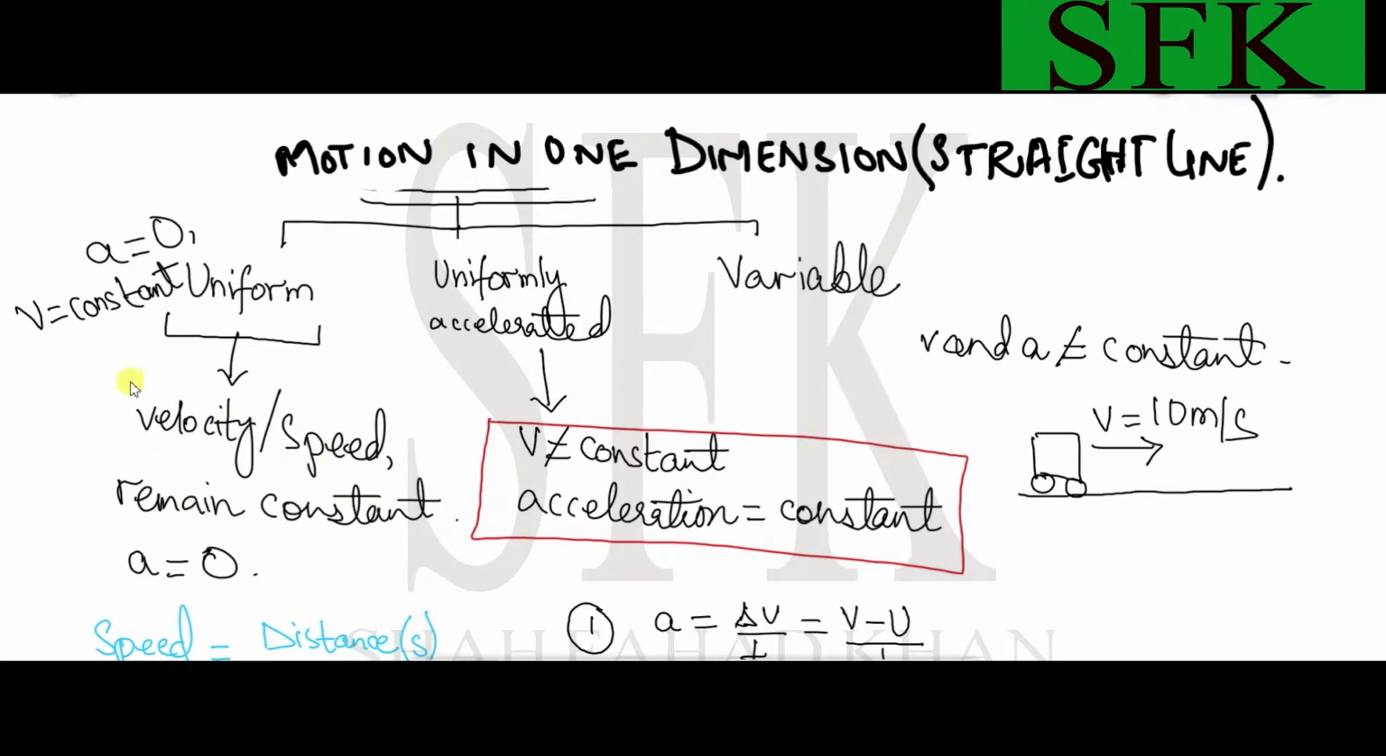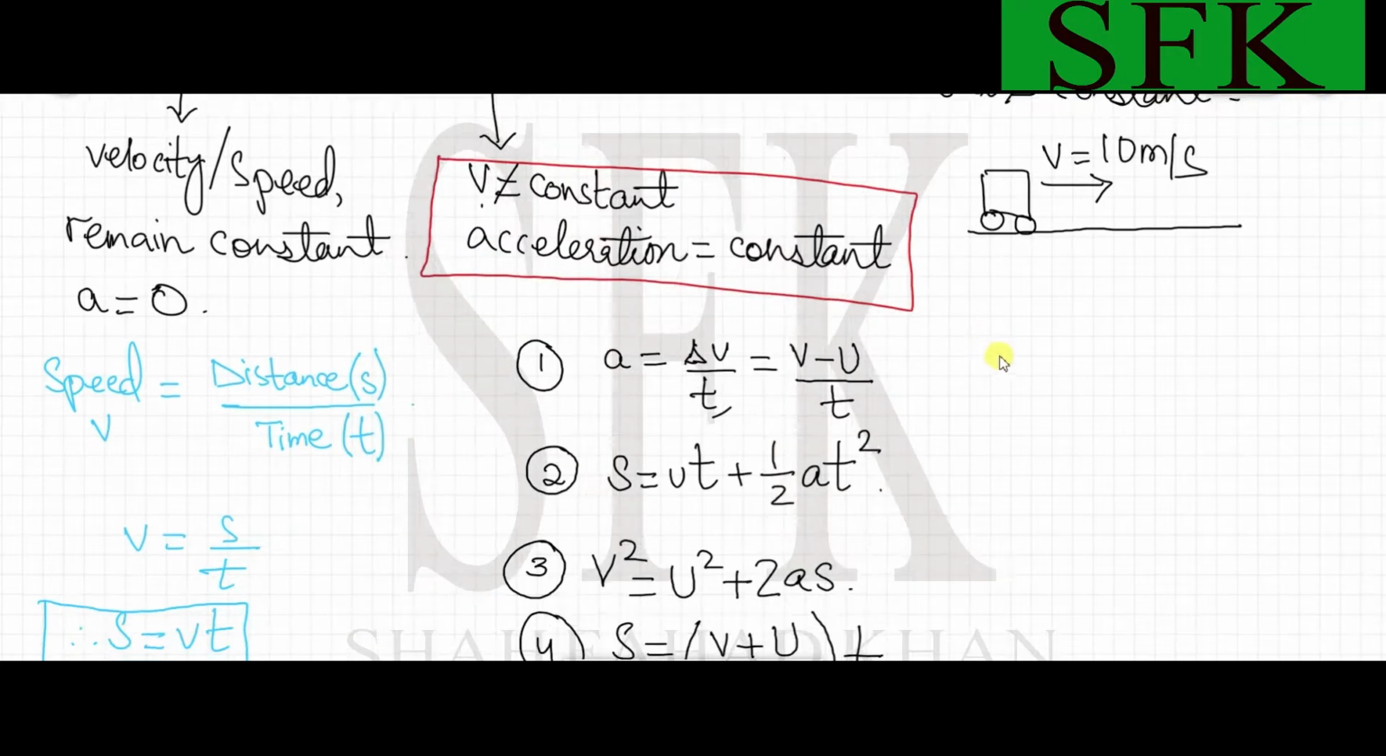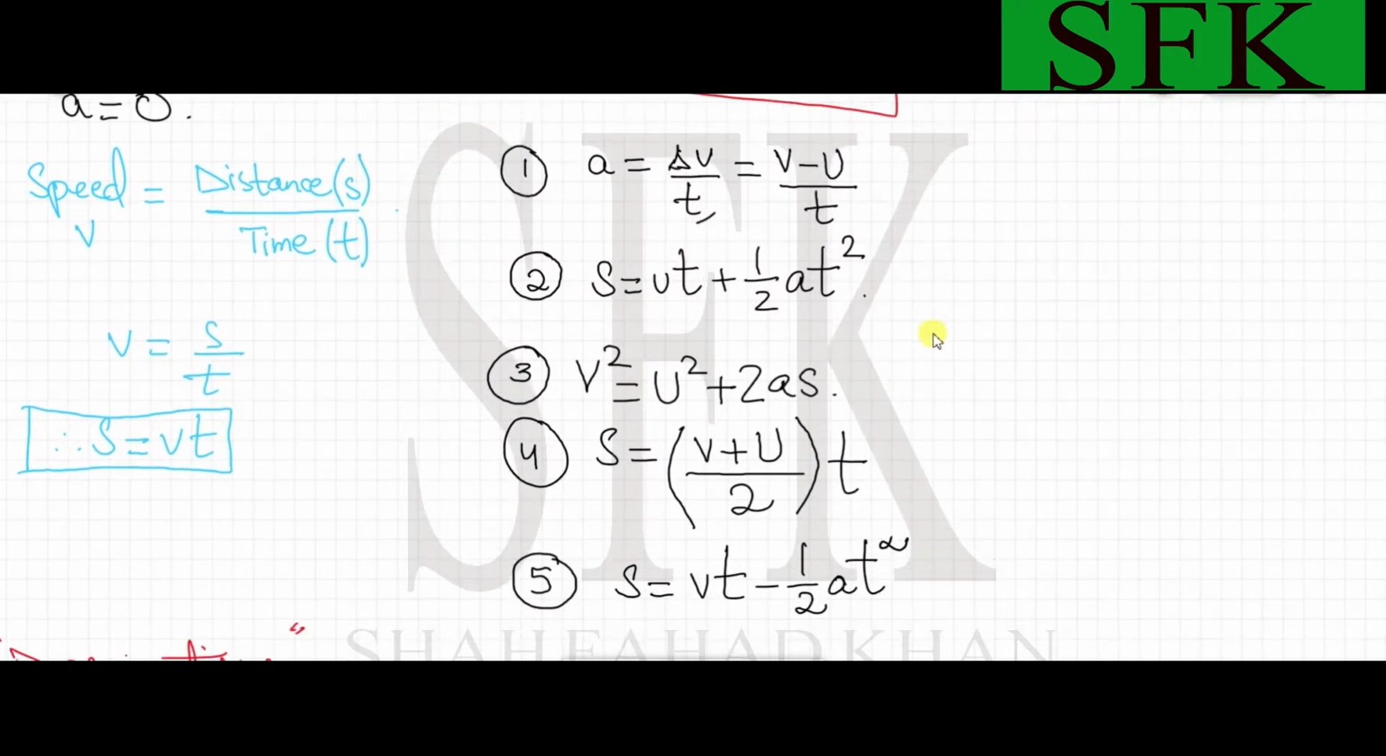So when the velocity stays constant, acceleration obviously will become zero, because acceleration is the change in velocity upon time. When the velocity is not changing, acceleration becomes zero. The second type, and the most important type, is the uniformly accelerated motion. This is the motion in which the velocity changes. The velocity is not constant, but rather the acceleration is constant. And in such a motion, the equations of motion are applicable.